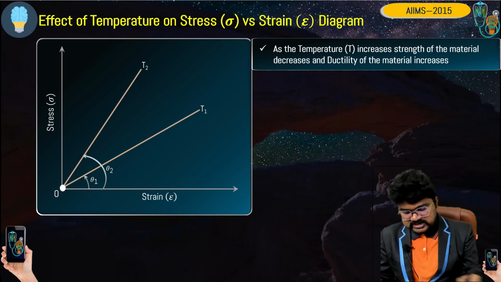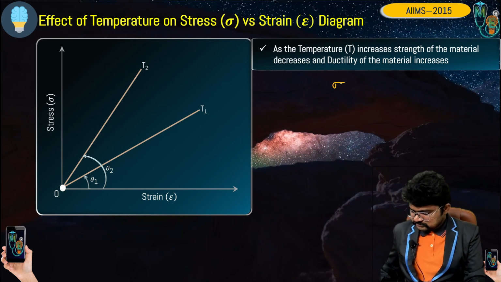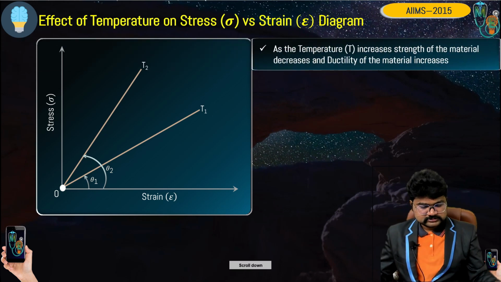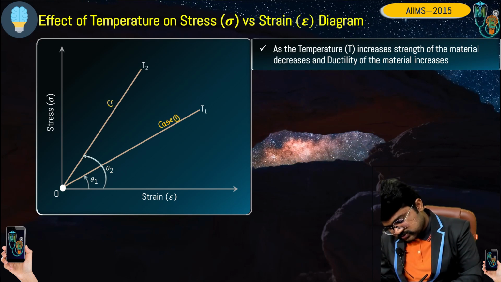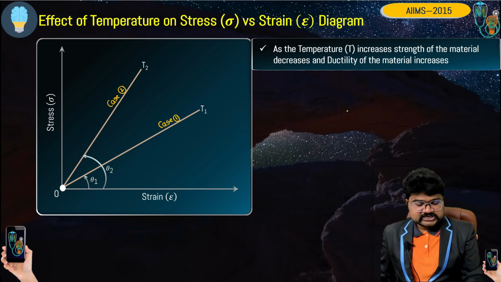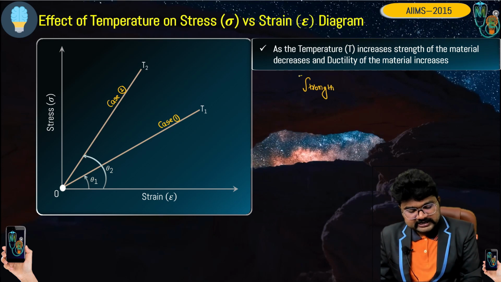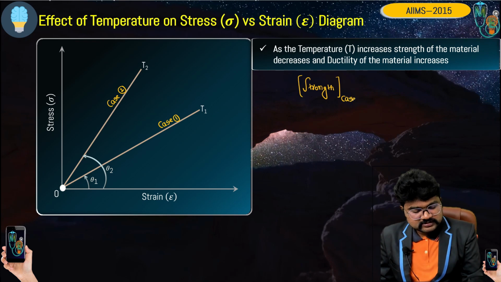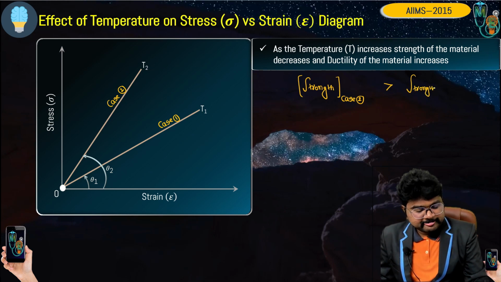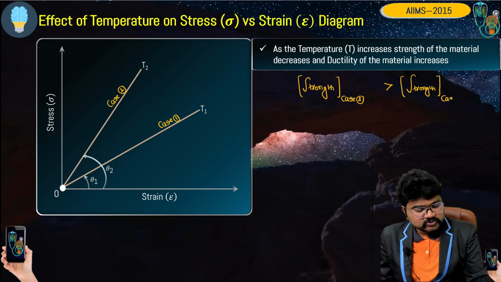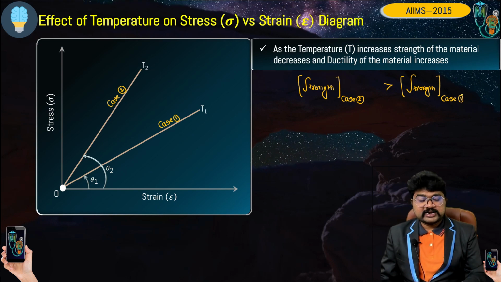strength is higher. Here I can say that this would be case 1. This would be case 2. Okay, strength of the material in case 2 is higher than the strength of the material in case 1. Understood? So strength is higher and temperature will be lesser.